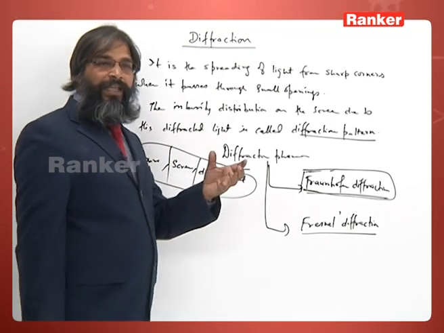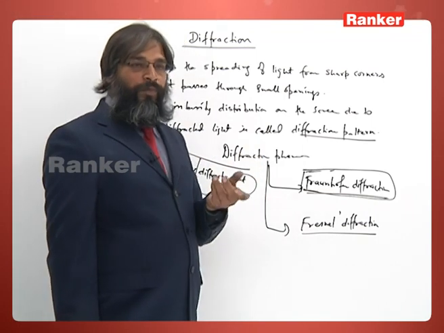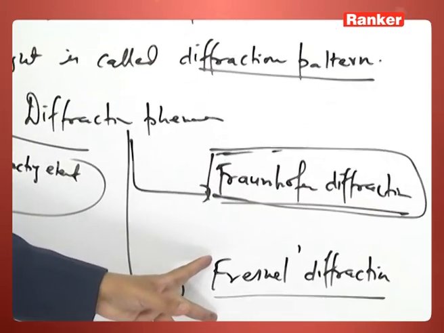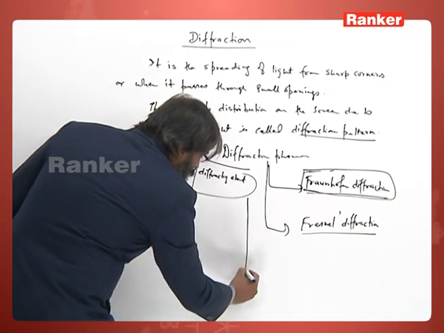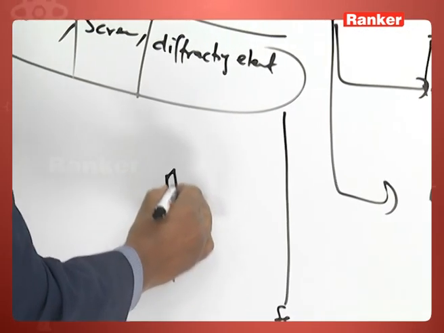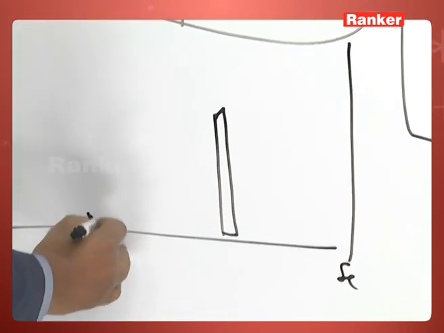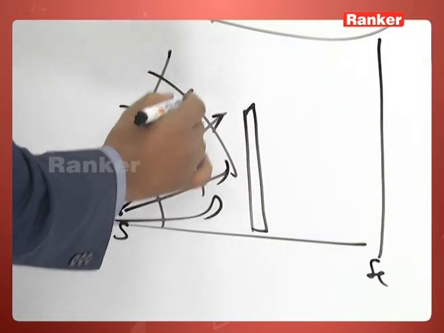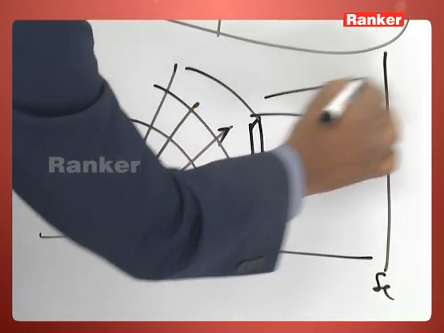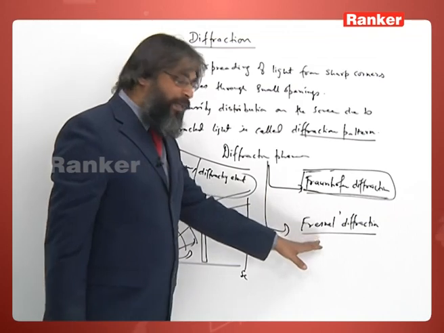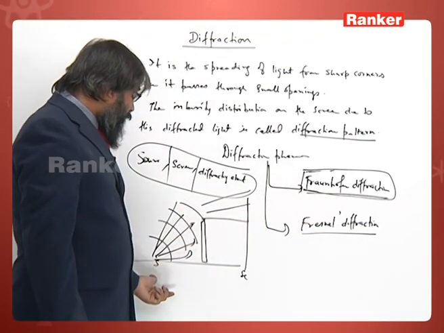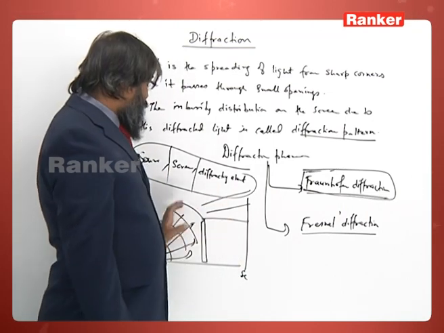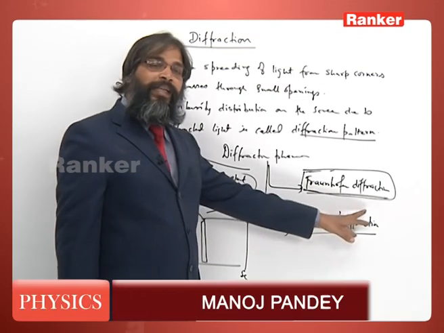The diffracting element can be an obstacle or an opening from where the light is going to diffract or spread out. So in Fresnel's diffraction, suppose this is the screen, this is an obstacle and this is a source. The light waves, these are rays, the wave fronts are like this. The light here bends and falls on this screen. In Fresnel diffraction, when the source, the obstacle and the screen are at finite distances, then these diffraction studies come under the heading Fresnel diffraction.